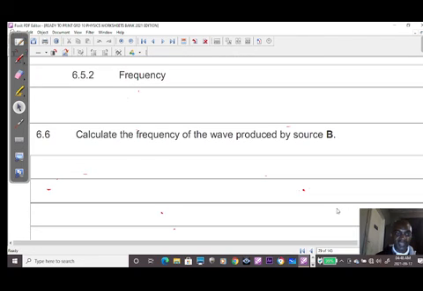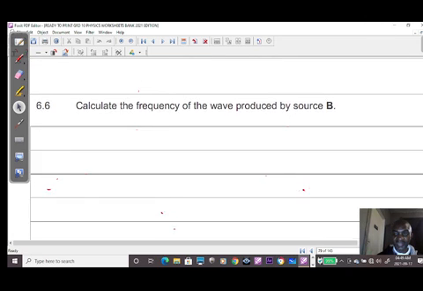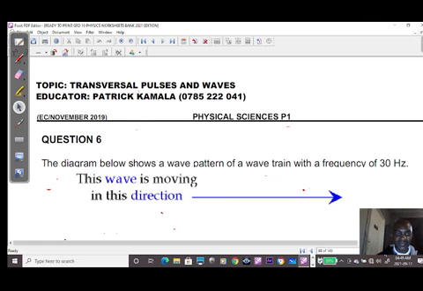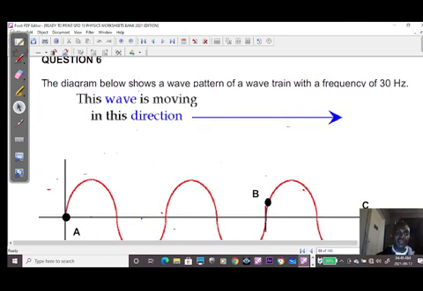Okay, now let's calculate the frequency of the wave produced by source B. I want frequency here, but frequency is the same as 1 over periodic time. So if I may complete this again, what's my periodic time here? It is 4 seconds. So my frequency is going to be 1 divided by 4, which is of course 0.25. 0.25, that's my answer there. Okay, now another question here would be this one here, but I think we can stop here.